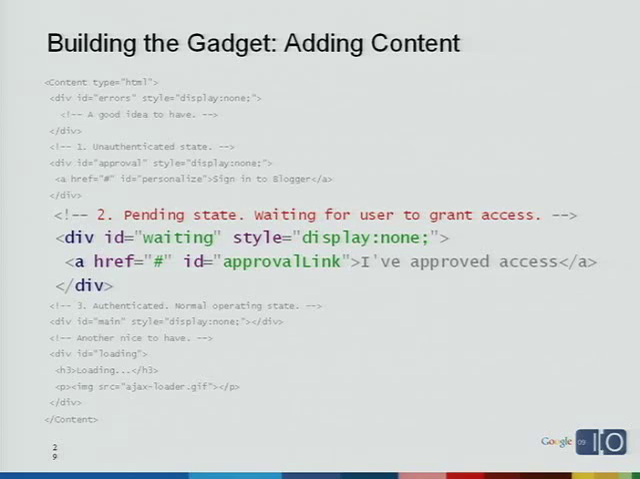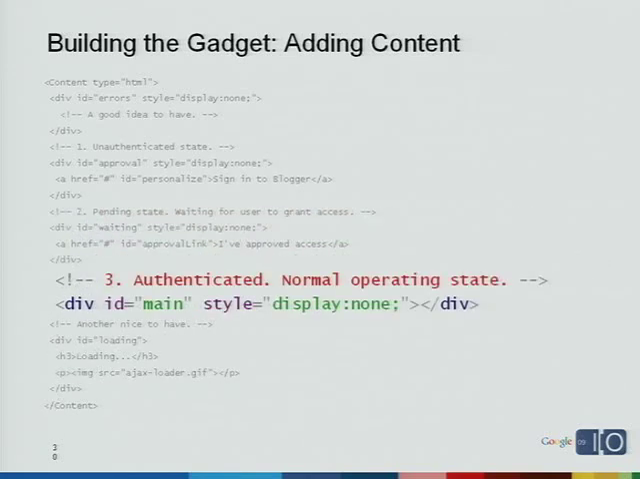But if you don't use the pop-up, you can do something like this and just have the URL and fill it as needed. Next is sort of an authenticated stage. This is sort of the normal operating state of the gadget, so the user already has approved access to their data. And then in this case, we'll just fill it with data, reference its ID and fill it with data once we're authenticated.